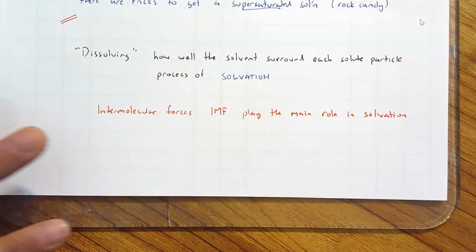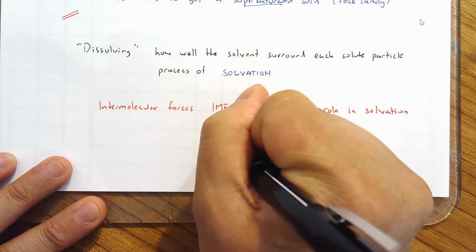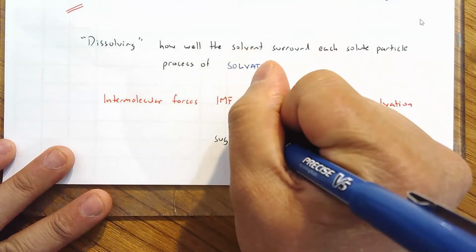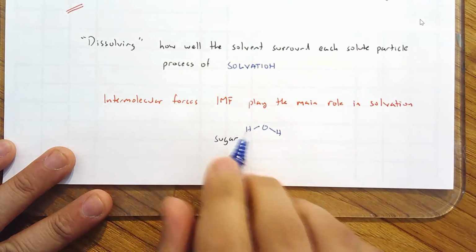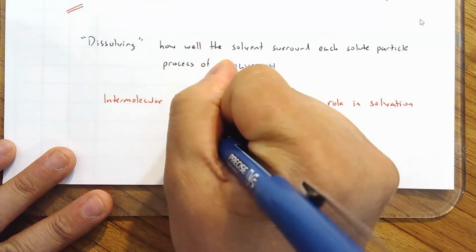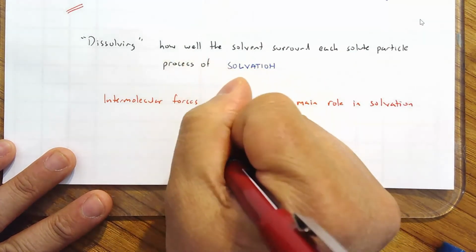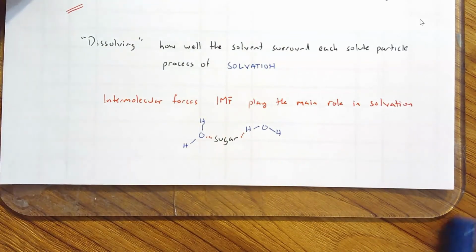So when you think about solvation, you could think of, for instance, a sugar molecule. I won't give you the structure, but in tea, you'll have some attraction between the sugar and hydrogen. You'll have some attraction between the sugar and oxygen. And those are due via what? Due via IMF, or intermolecular forces.